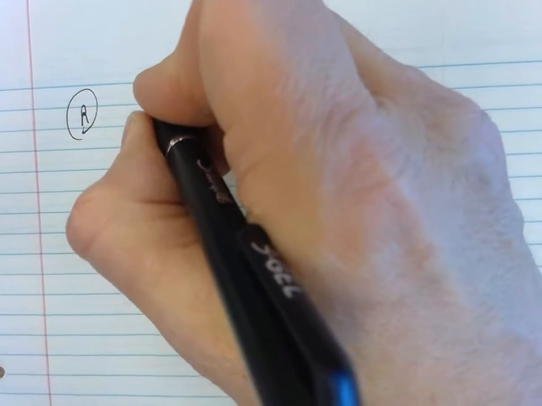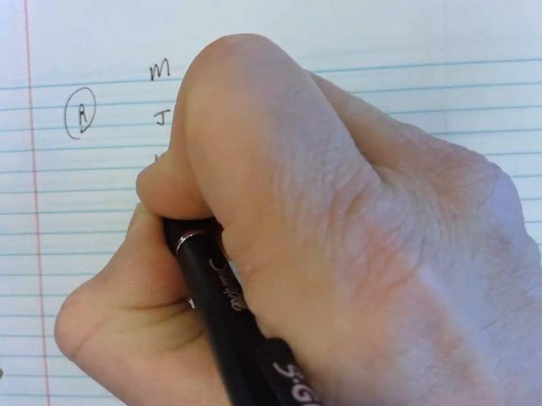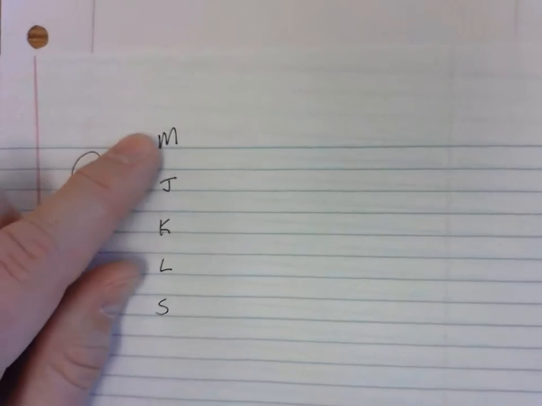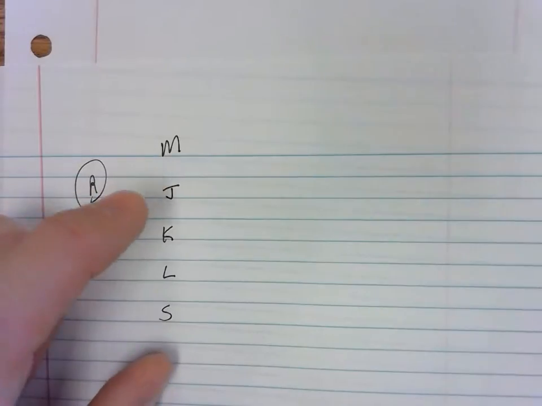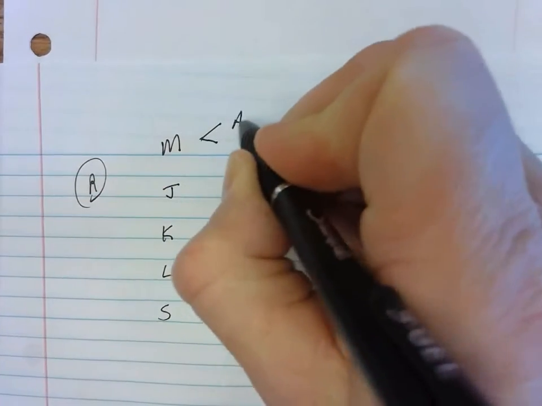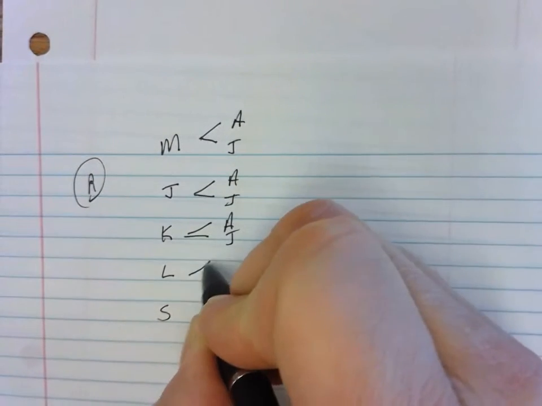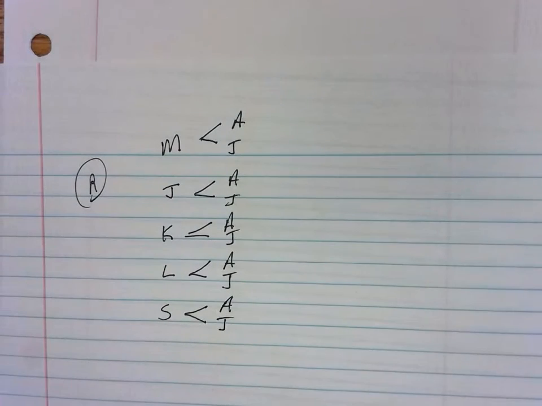All right, again, I'm just going to use the first initial of the first name instead of writing the whole thing out. So we've got Melissa, Jennifer, Karen, Lisa, Susan, okay? So there are the first names. Is that blurry? Looks blurry to me. All right, off of each one of these, we need to have two branches, because the middle name can either be Ann or Jean. So Ann or Jean, Ann or Jean, Ann or Jean, Ann or Jean, and Susan Ann or Susan Jean, okay?